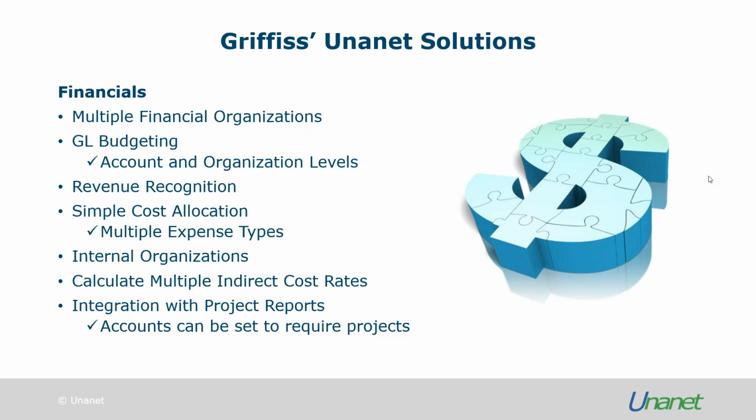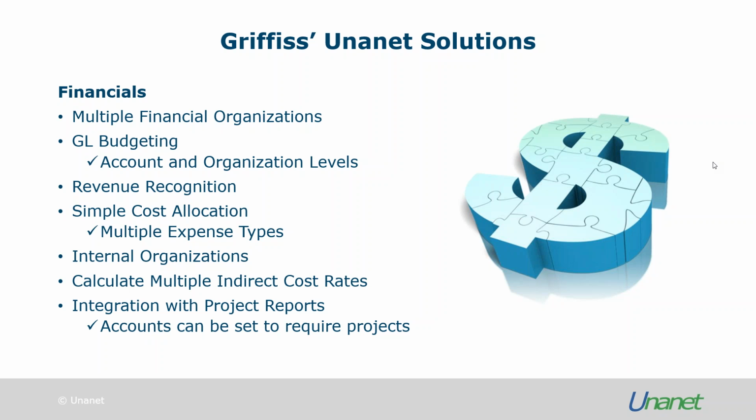So within Unanet, you can actually have multiple financial organizations. This is important because we do have another 501c3 subsidiary of the Griffiss Institute, and we have to keep all of our finances separate, and we can do that literally through the Unanet software. So it's no additional cost, but we can track multiple financial organizations all through the licensing that we have with Unanet. We do all of our GL budgeting right in Unanet.